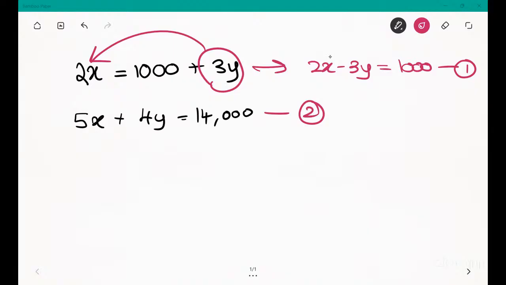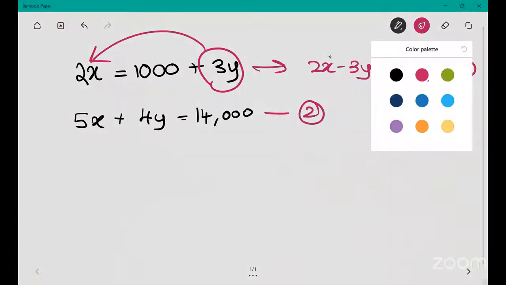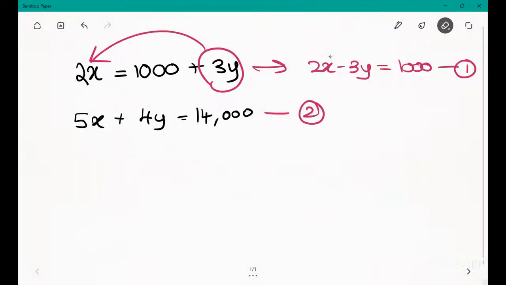Okay. So now we have to solve it. For solving, we have to find the value of x and the value of y. So here, we have to take either x or y as the same number. I'll rewrite this over here.